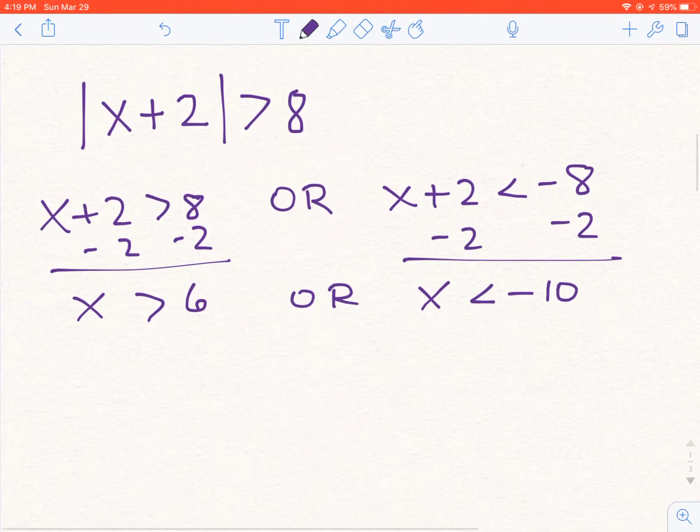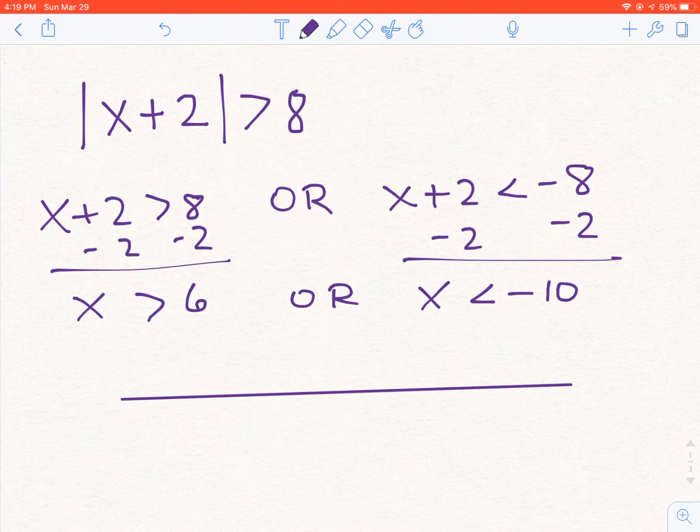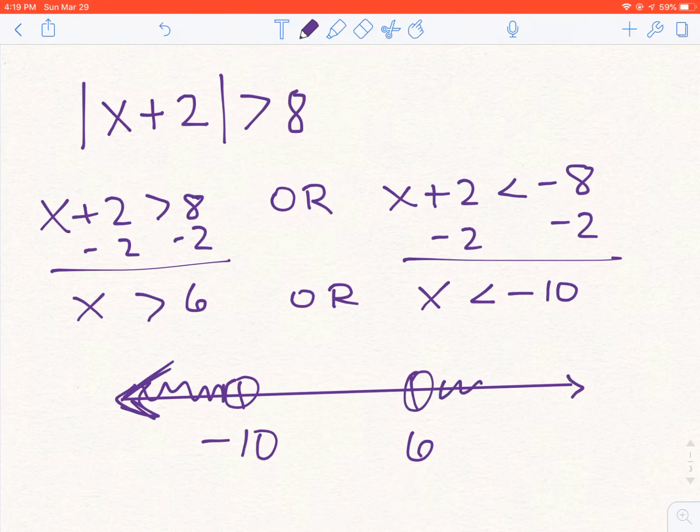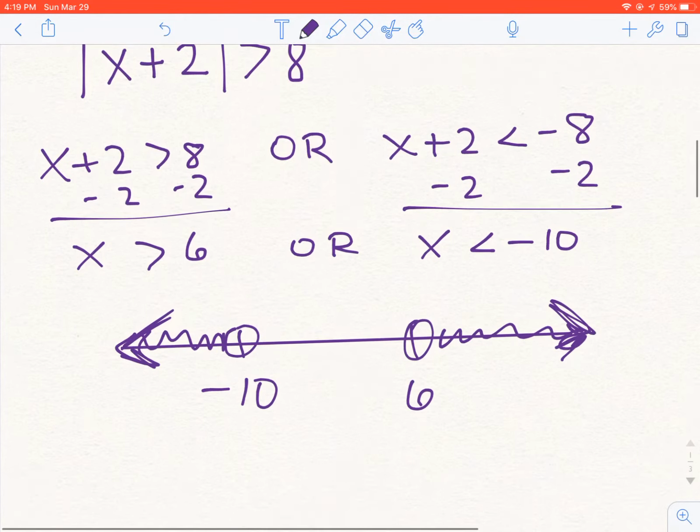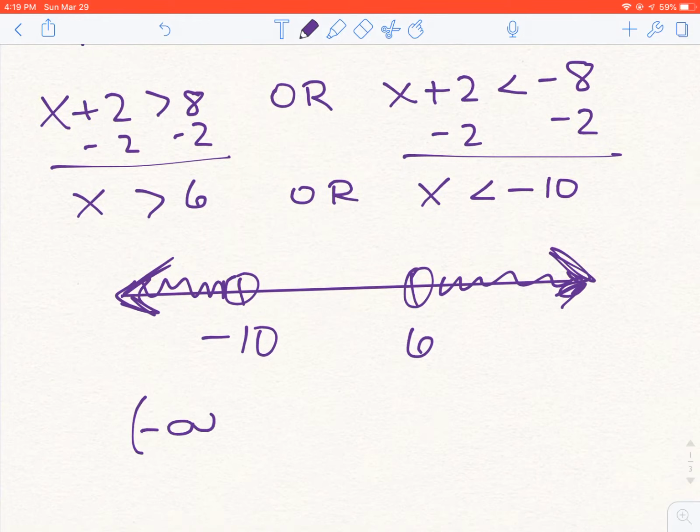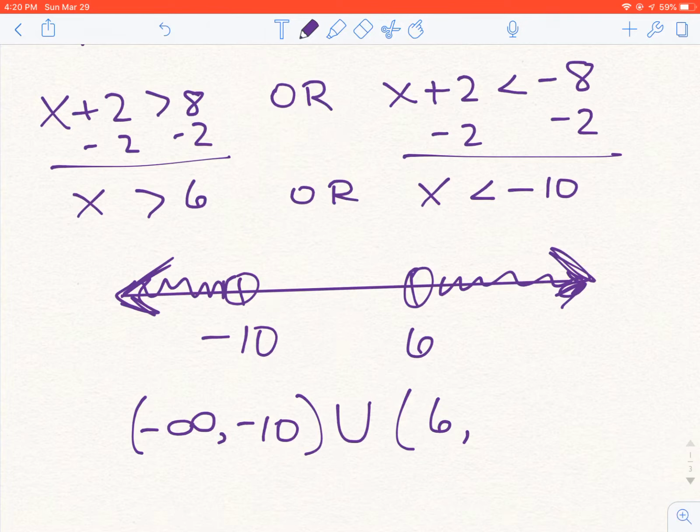All right, so when I graph this on my happy number line, it's going to be less than -10, so that's an open circle. It's going to go this way, and then greater than 6, open circle, and then everything to the right. And again, we write that as -infinity, comma, -10. This time, because it's just greater than, we use a round bracket, and then we put our or symbol, which is the U, and parenthesis starting at 6 and going to positive infinity. And that's our answer in interval form.